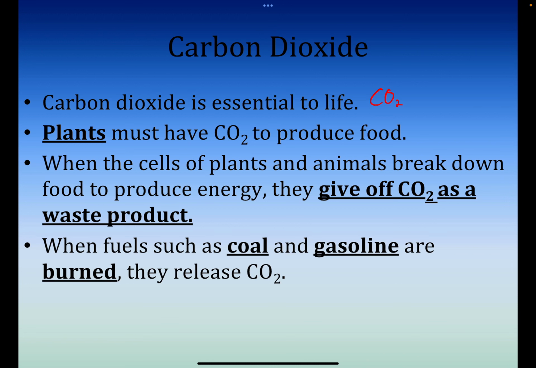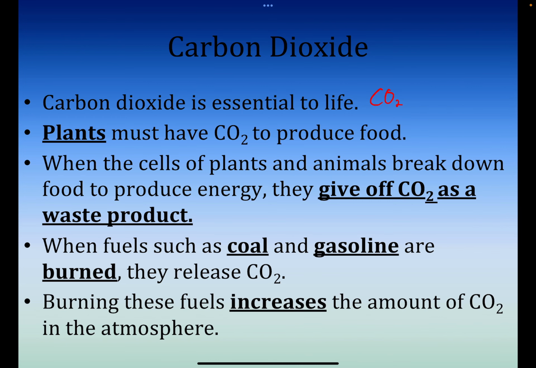Also, when fuels such as coal and gasoline are burned, they release CO2. So burning of any type of fuels increases the amount of CO2 in the atmosphere, which on its own is fine. We have plants, and we have large numbers of plants to help take that carbon dioxide and convert it back to oxygen and remove that excess CO2 from the atmosphere.